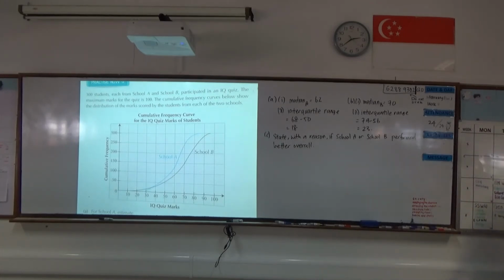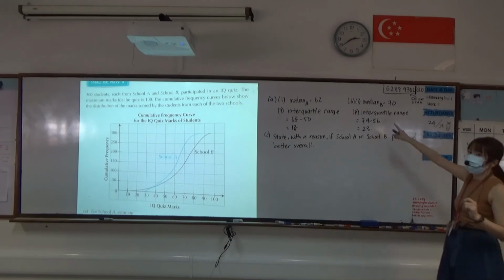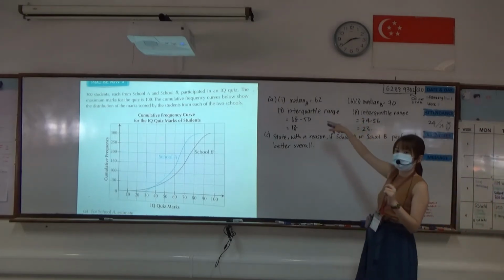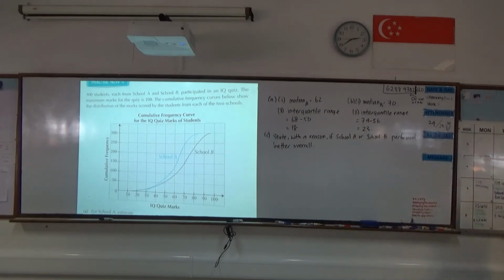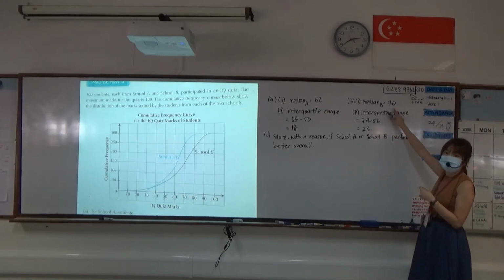School A? How many of you will say school A did better overall? Who says school B did better overall? What do you think? If you draw a comparison to what we did in example 9, I already have the data over here. School A or school B do better overall? Sorry? B, right? So B is the one that did better overall because the median is higher.